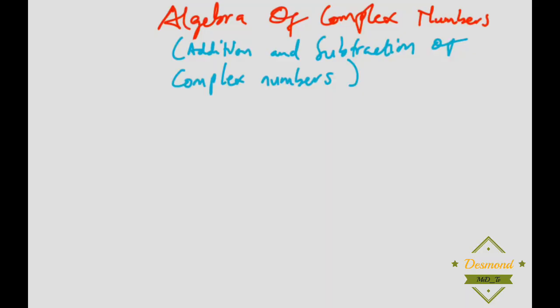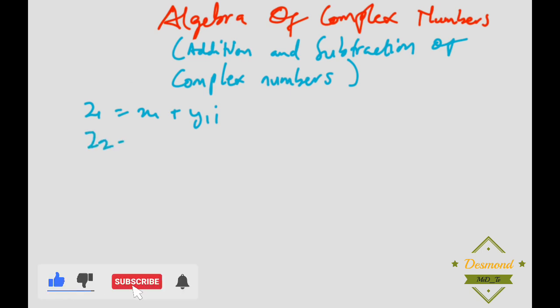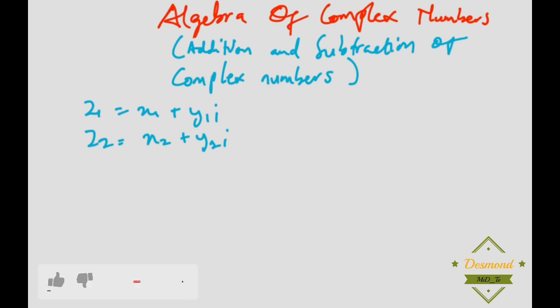In this video, we're going to talk about addition and subtraction of complex numbers. So let's say I have two complex numbers, z1 equal to x1 plus y1i, and z2 equal to x2 plus y2i. Now, how do we add these complex numbers? So let's say we have z1 plus z2.